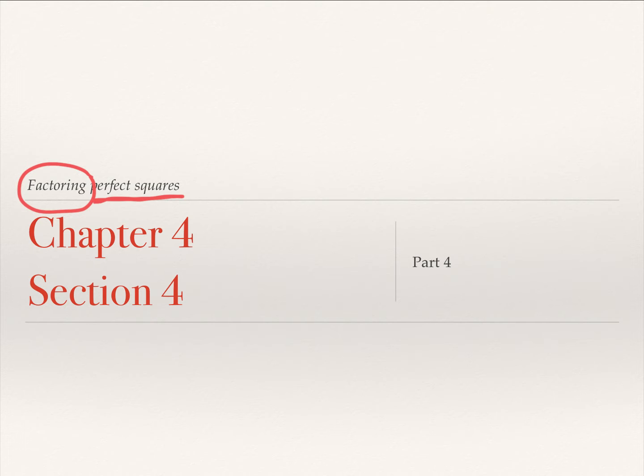So perfect squares are numbers like 1, 4, 9, 16. And these are perfect squares because 1 is 1 times 1. 4 is 2 times 2. 9 is 3 times 3. 16 is 4 times 4. What's 5 times 5? So 25 is another perfect square.